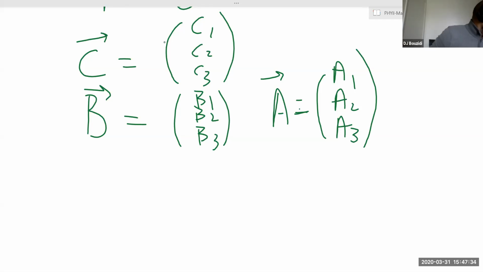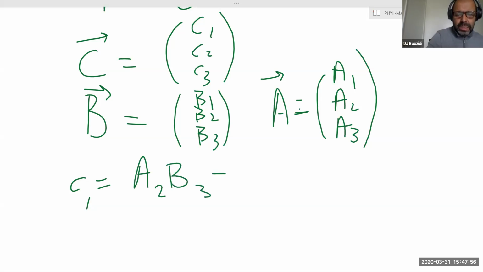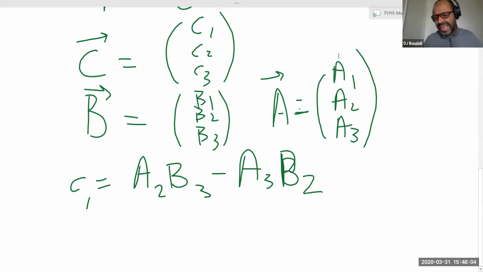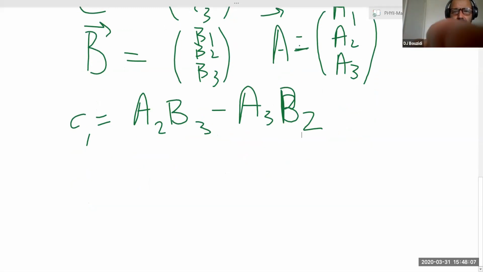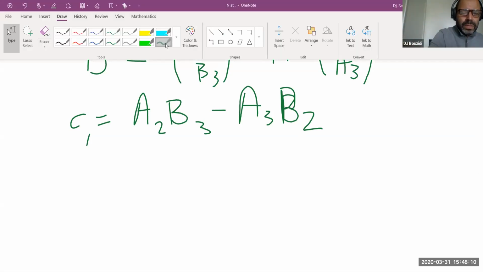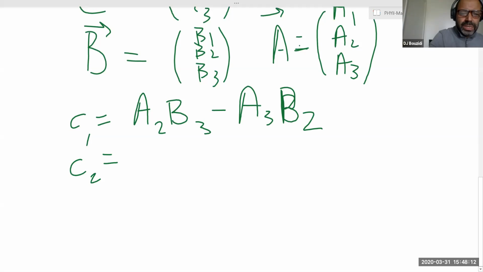On the Cartesian coordinate system, because this depends on the system you use, C1, the component of the cross product, is combined from the other two components. So it's A cross B, which is A2 B3 minus A3 B2. It's a good idea to write this down and start memorizing it. This is a cyclic process. That means if I'm going to find C2, all I have to do is rotate these numbers.